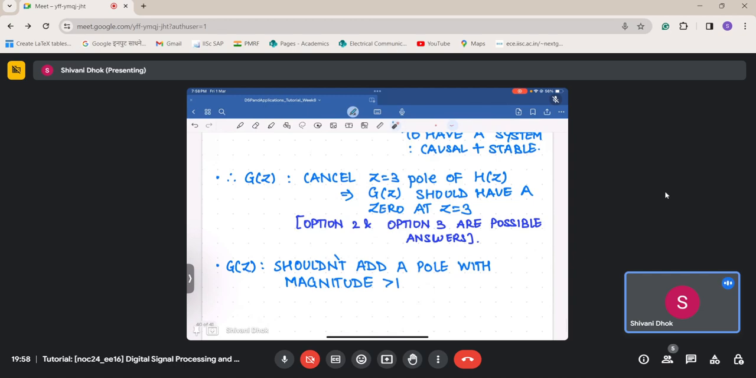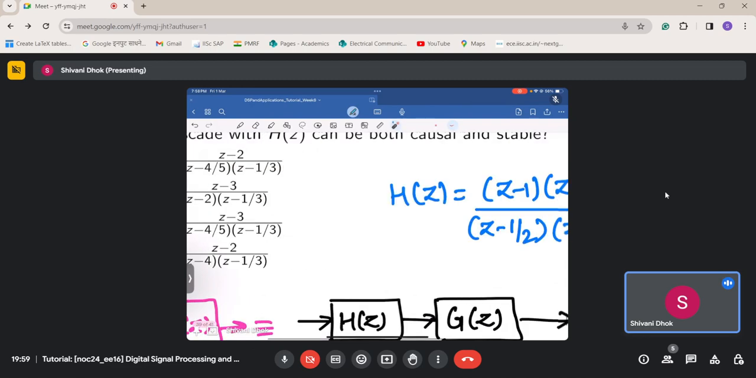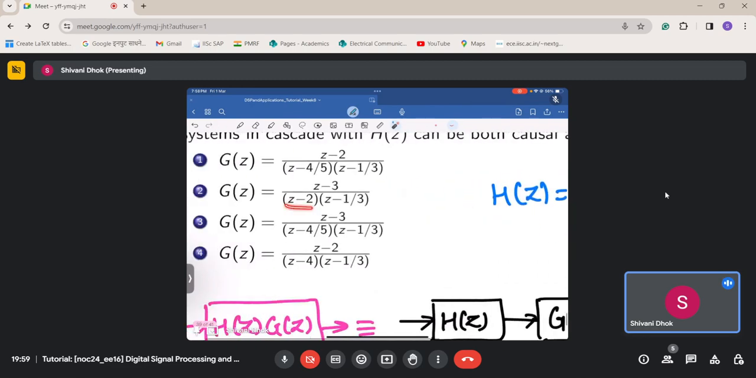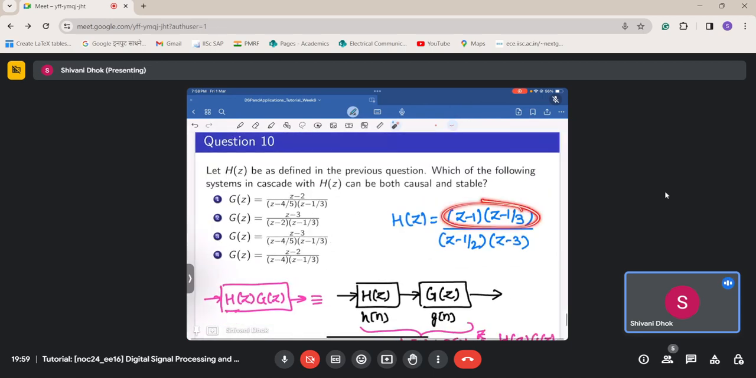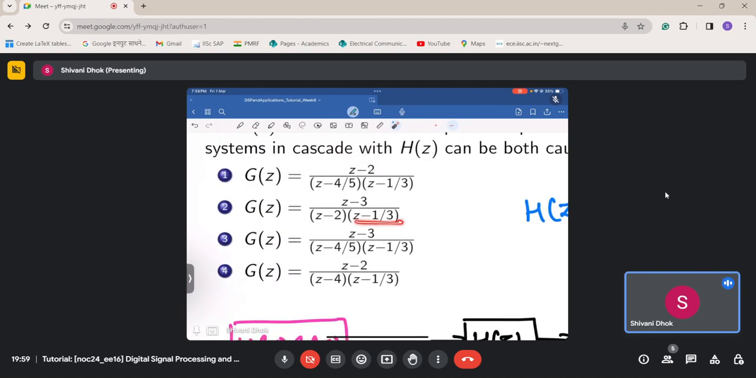So if we check this condition and look at the options again, these two are our possible answers. Now let us check the poles of these two systems. The second option has a pole at z equals 2, and this is not getting cancelled with any of the zeros of H(z), and therefore this is a troublesome pole here. The pole at z minus 1/3 is okay, we are fine with it. So this again is not our option.